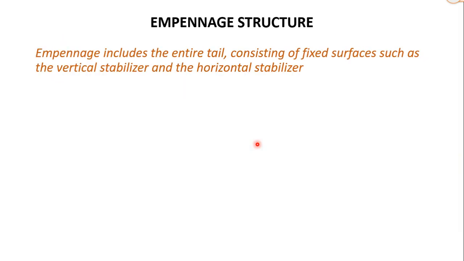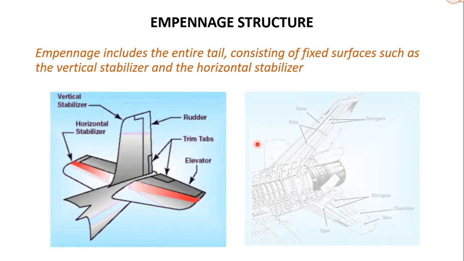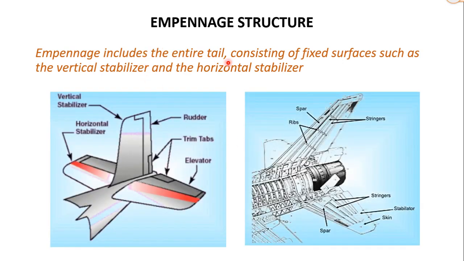So next we have empennage. Empennage includes the entire tail, consisting of fixed surfaces such as vertical stabilizer and the horizontal stabilizers. This here is a vertical stabilizer and this is horizontal stabilizer. Vertical stabilizer has rudder and horizontal stabilizer has elevator. Rudder and elevator are the primary control surfaces. So aileron, rudder and elevators are the primary control surfaces.